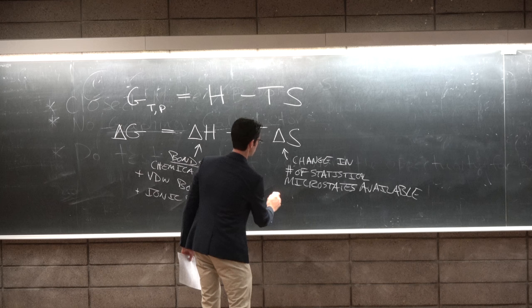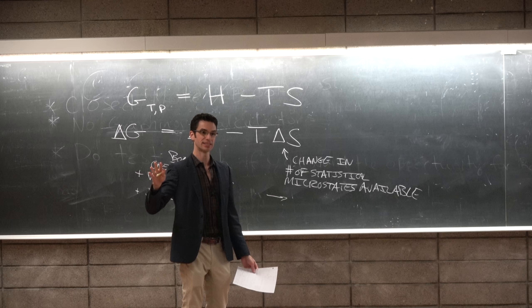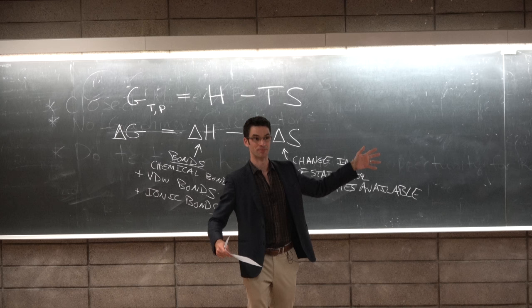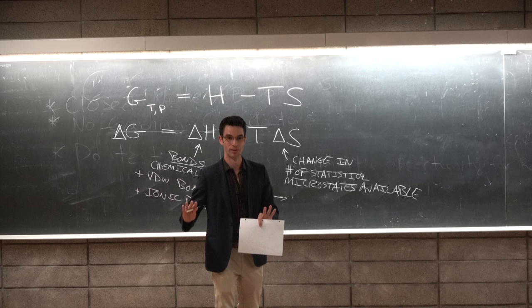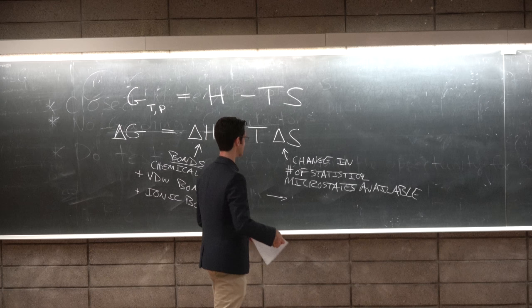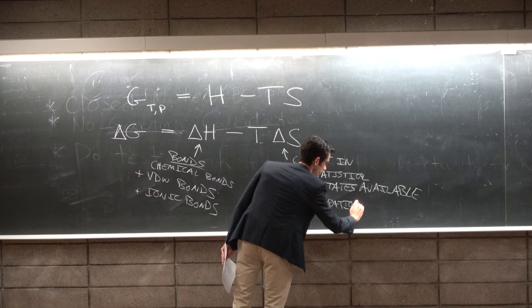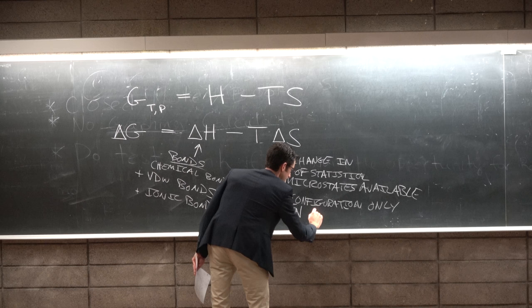And for our discussion this week and for the rest of the class, except under specific circumstances, the mathematical treatment will all be for configurational entropy only. We're not going to worry about rotation and rotational entropy for now. Mathematically, we're not going to worry about it at all. But I may give you examples of cases where rotational entropy plays a significant role. Number of statistical microstates available, and this is configuration only, in our discussion.